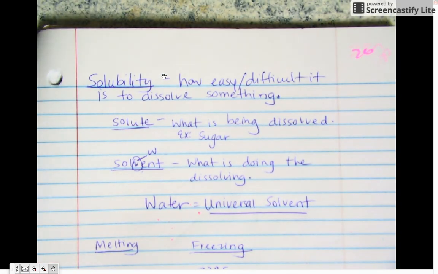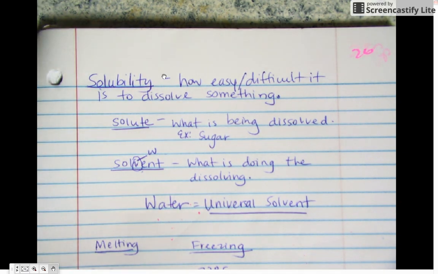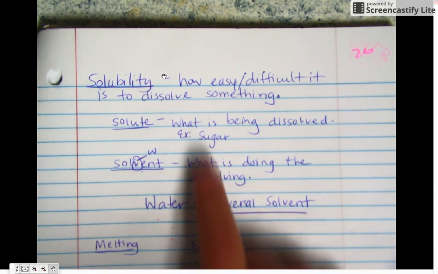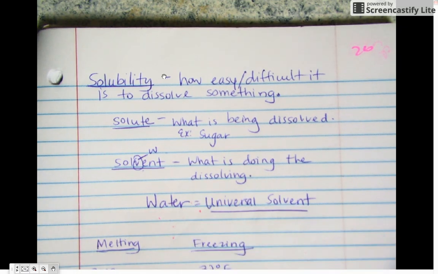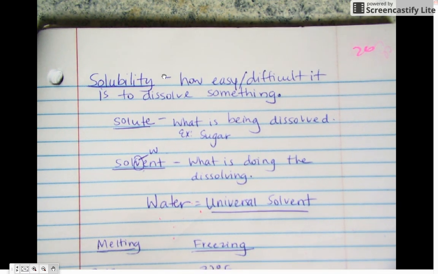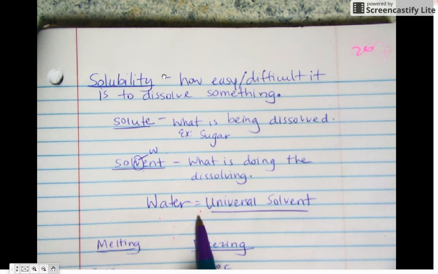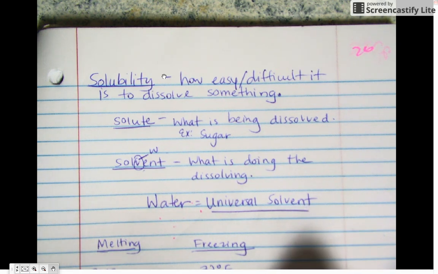Next, solubility, how easy or difficult it is to dissolve something. So there's 2 terms that go with solubility. Solute, and that is what is being dissolved. For example, sugar, okay, it's usually the hard substance. And I've got solvent, what is doing the dissolving. Now, you see down here, water equals the universal solvent, so water is the most commonly used solvent, right? That means we usually do most of our dissolving in water.